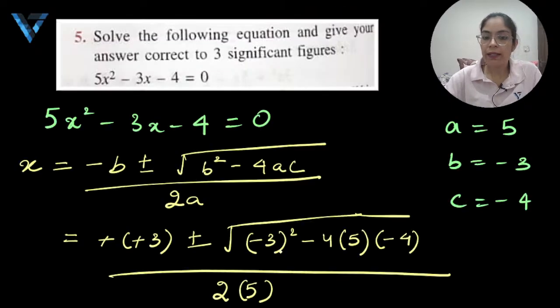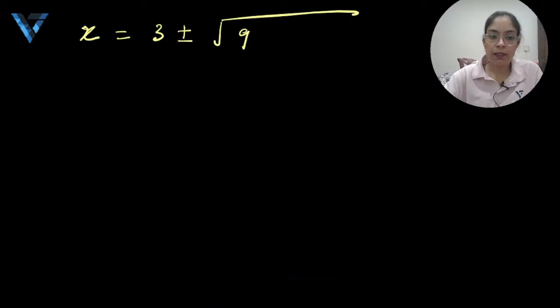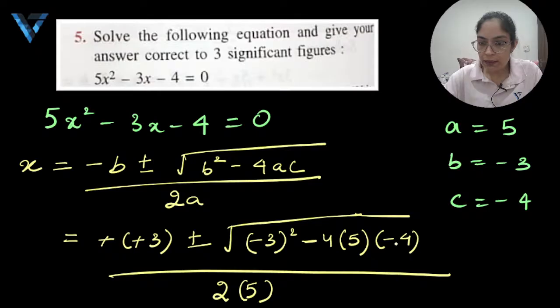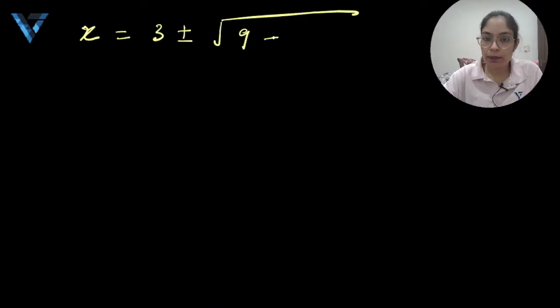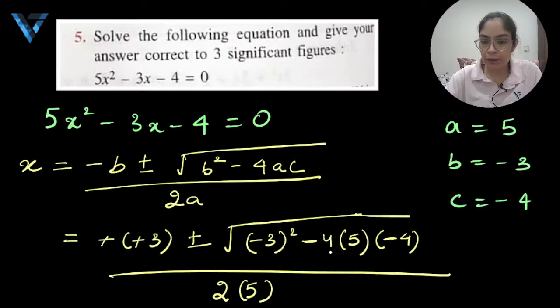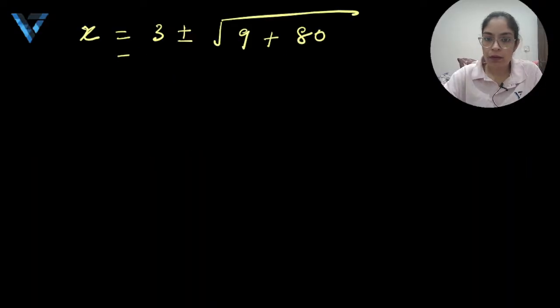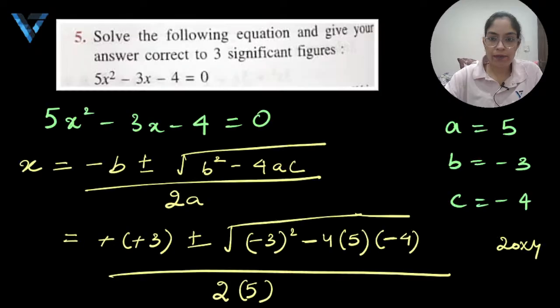So 3. x is equal to 3 plus or minus the square root of b squared. The square of a negative is always positive, so this will be positive 9. Then whenever two minus signs are there, this minus sign and this one, it will always become plus. Minus into minus is plus. 4 into 5 is 20, 20 into 4 is 80, by 2 into 5, 10.